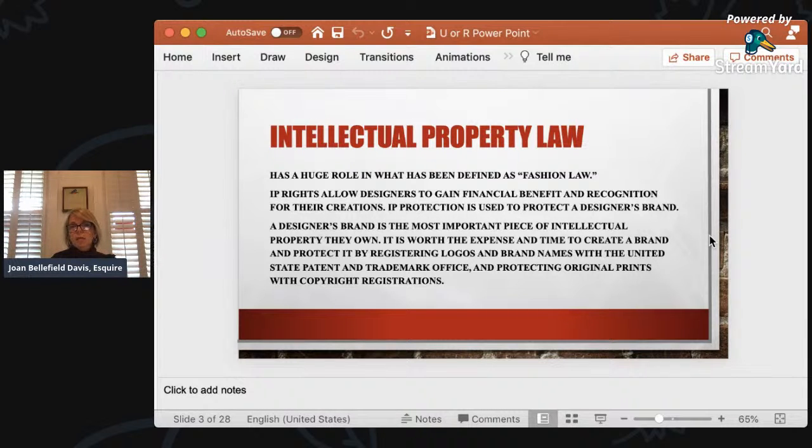It would be hard to get any type of copyright protection for a design of a dress or any type of clothing. So it's really, in the US, your brand and trademark protection is very important.